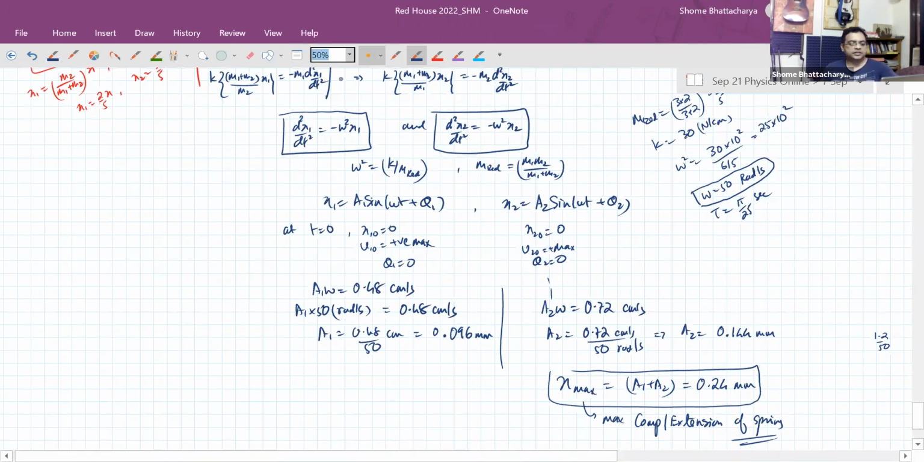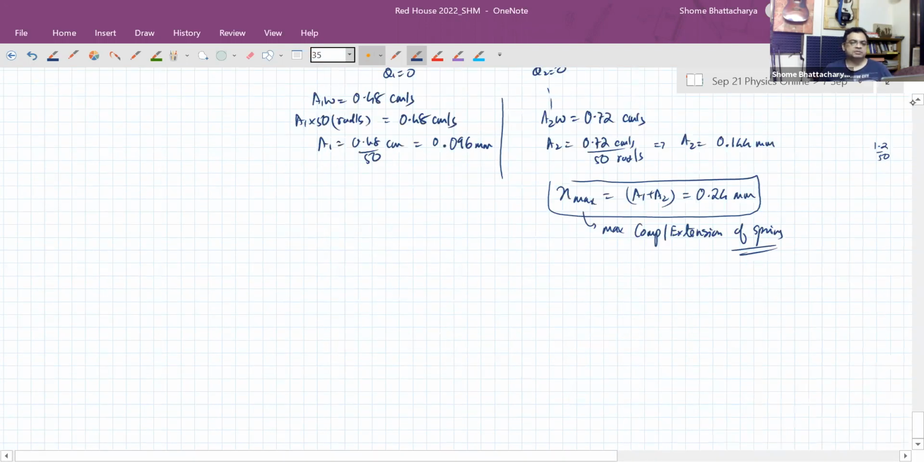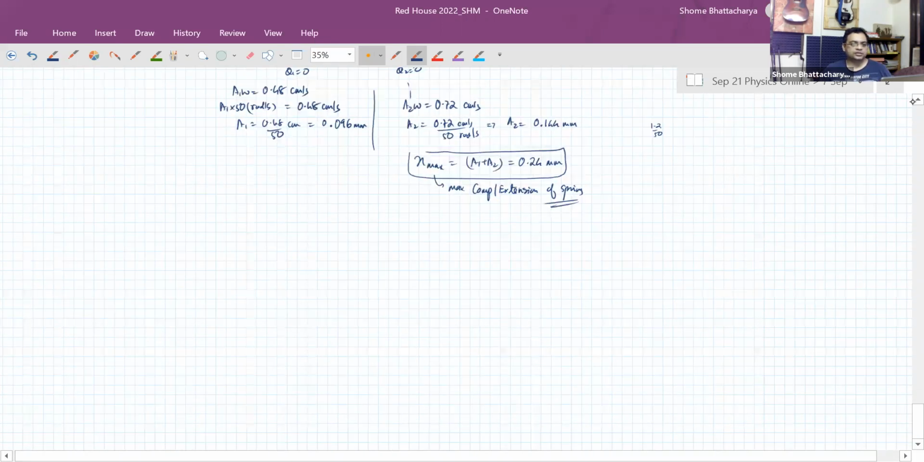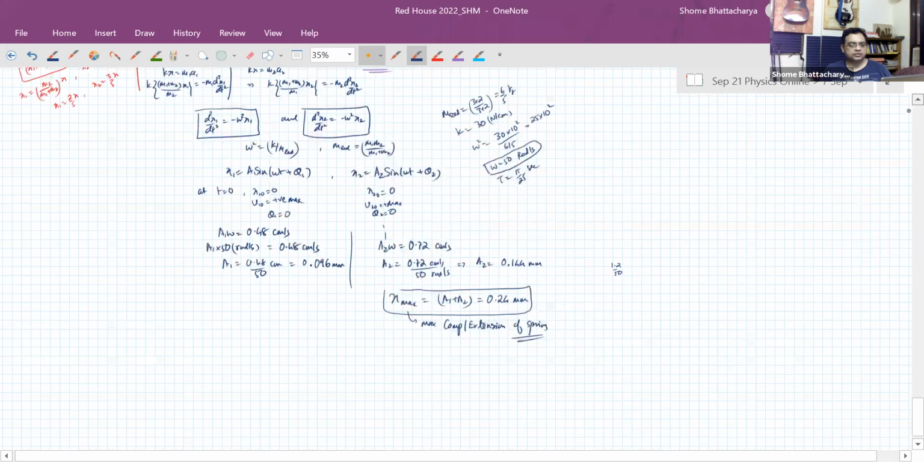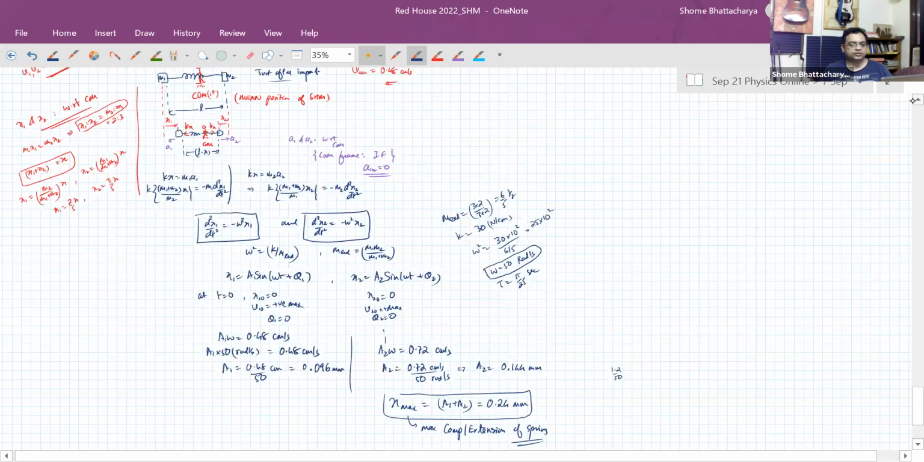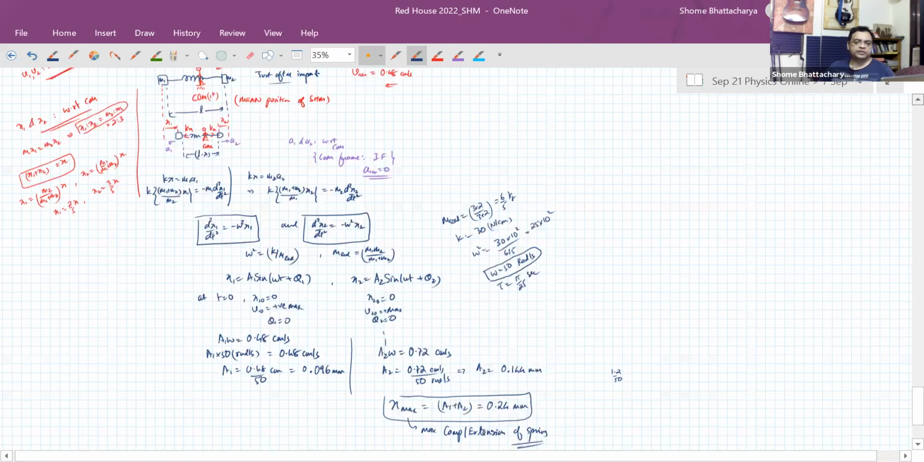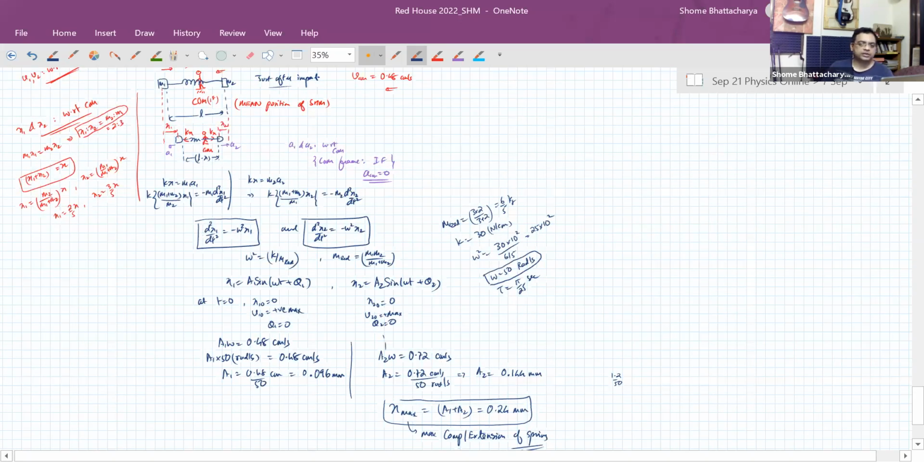Now we'll discuss a very nice trick to calculate the maximum and minimum speed of each of the blocks in ground frame. It's very easy to analyze the motion of each of the blocks in the center of mass frame. And to analyze the motion in the ground frame, we have to just superimpose the velocity of the center of mass. So by doing that, you come to a very effective method.